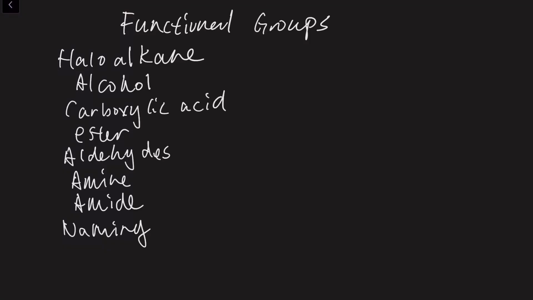In this video, we are going to talk about functional groups. Specifically, we are going to discuss functional groups like haloalkane, alcohol, carboxylic acid, ester, aldehydes, amine, and amide. We will also be going through some practice examples and then see how we name compounds that contain multiple functional groups or functional groups located at different positions of the carbon chain.